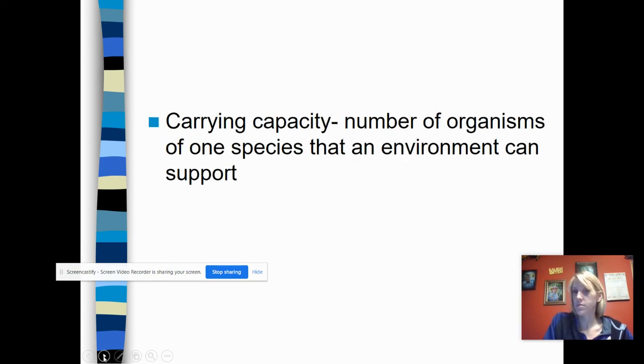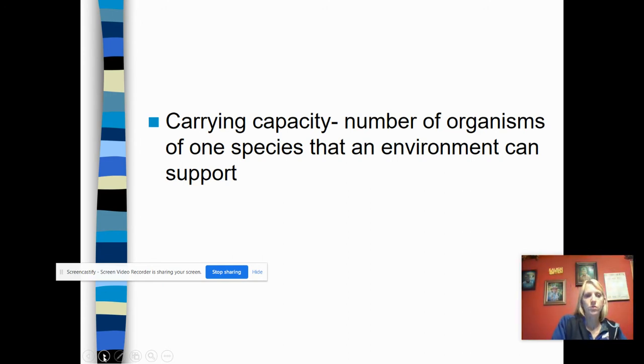So what's carrying capacity? It's the total number of organisms, species, whatever, that a specific area or environment can support. So what will happen is you have this J curve, right? J curve. Runs out of resources.